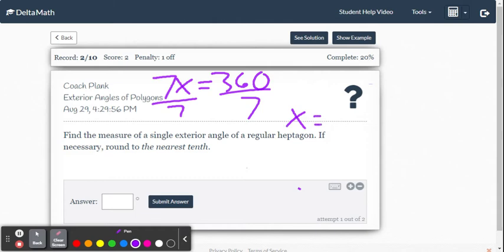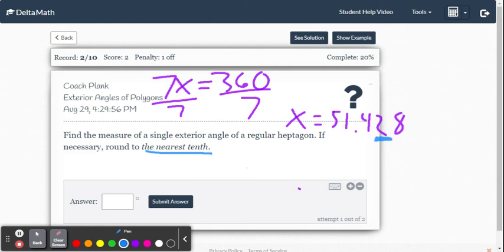And so I'm going to use my calculator here. Using my calculator, I get 51.428. But here we go. When we enter this into DeltaMath, it says it wants the nearest tenth. That's 1 decimal place. So 51.4, do we put that in there, or do we put 51.5? How do you determine that? Well, you see that the next digit, the hundredths place, is a 2.